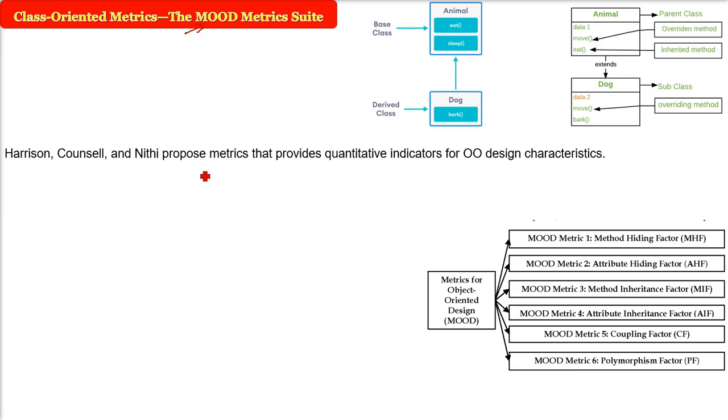Now Harrison, Counsell and Nithi proposed metrics that provide quantitative indicators for object-oriented design characteristics. That is, we are going to get the numbers, and numbers we can very well estimate. So a sampling of this MOOD metrics, let us take the method inheritance factor. This one we will take, and we will take the coupling factor.